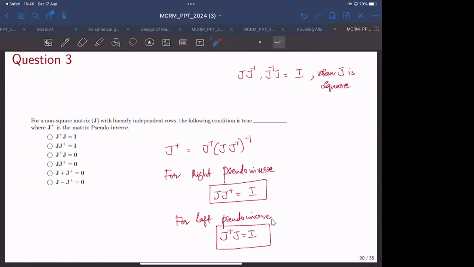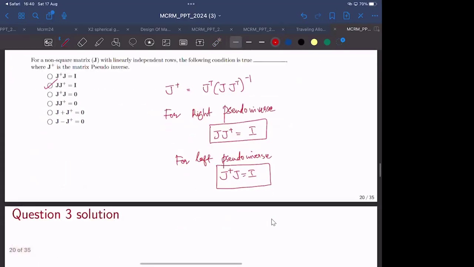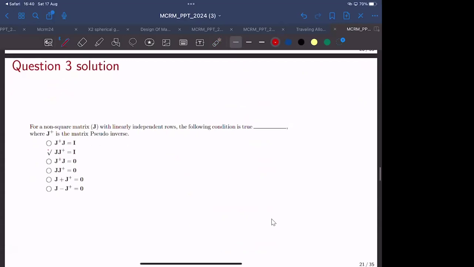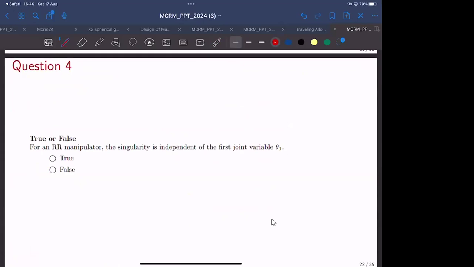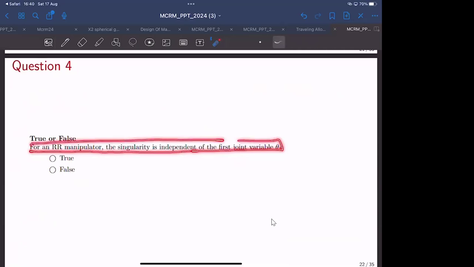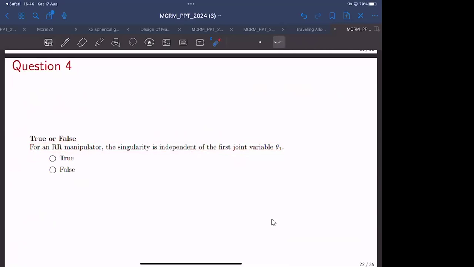Right? So in that case, our correct answer would be J J pseudo inverse. This will be the identity matrix. And our correct option would be option B. Right? I hope that is clear enough. Yes, the solution is indeed option B. And moving on to question 4. For an RR manipulator, the singularity is independent of the first joint theta 1. So is it true or false?